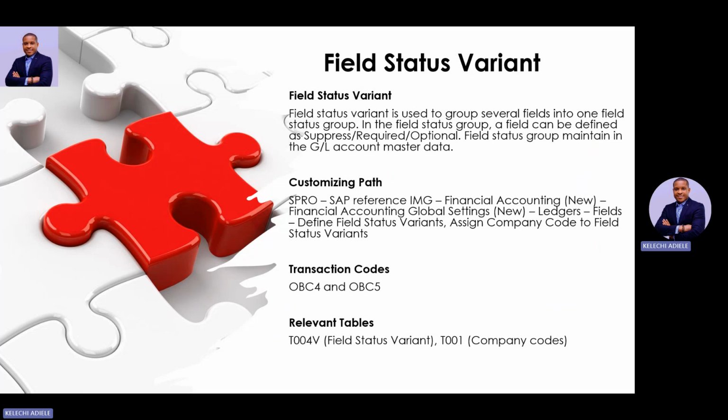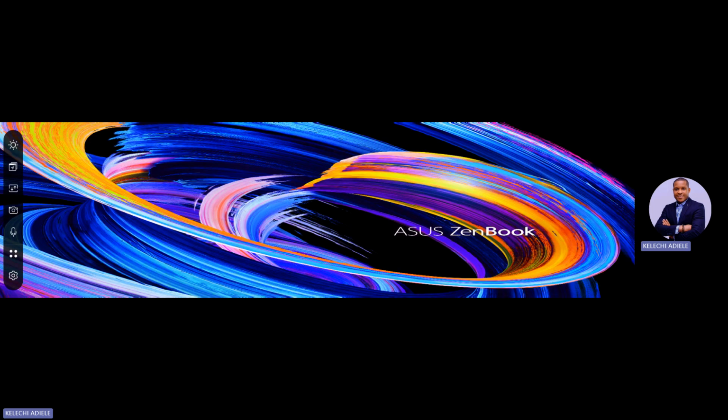So have you ever experienced where you are trying to post a transaction, and of course you have a message that says this field is required, you have to provide information about that field, or else you will not be allowed to process your transaction? What controls that? That control is coming from the field status variant. So I'm just going to show you that on the system. We'll see how that works.